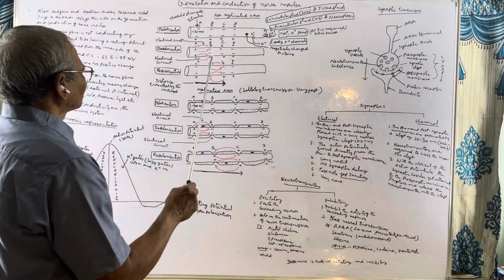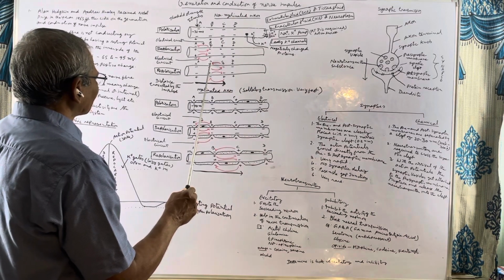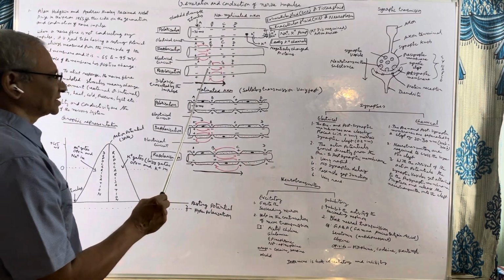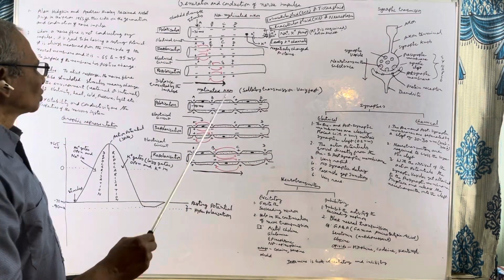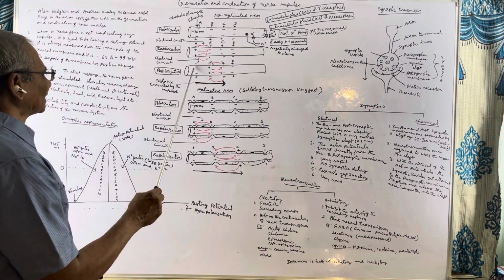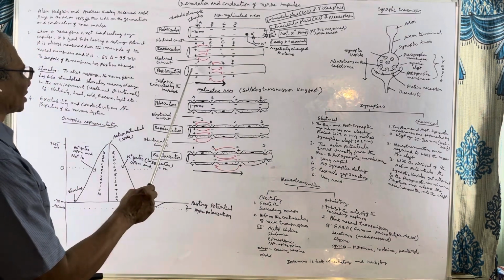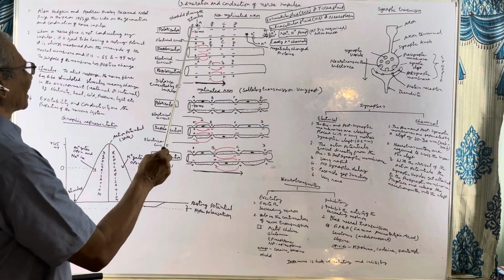So, both depolarization at point B and repolarization at point A will be taking place simultaneously. So, at point A, the polarity is again reversed. Inside becomes negative and outside positive, just like in resting potential.